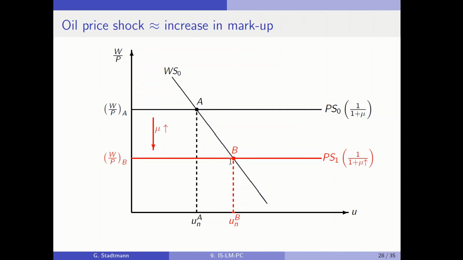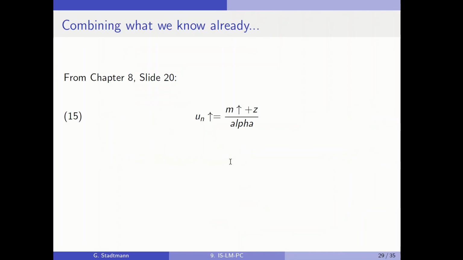How does that affect the diagram? We have to look into the equations. And here we get that when the markup increases, the unemployment rate increases. And we also know that when the natural rate of unemployment increases, then the natural rate of employment decreases. So the term in brackets decreases, and hence the natural level of output decreases.